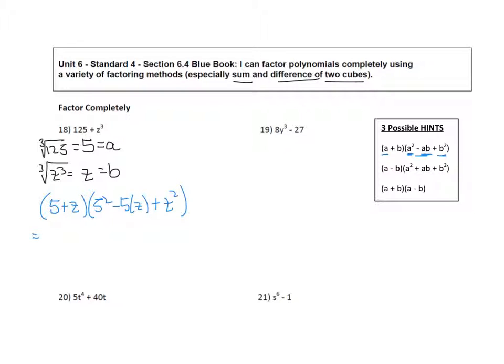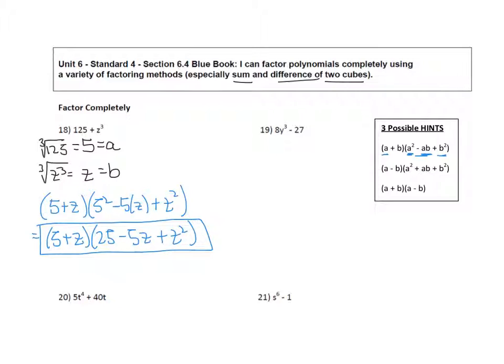Let's just simplify that problem. We get the factored form to be 5 plus z, 25 minus 5z plus z squared. And then that is the factored form. We can't factor any further, so then that's it. Okay, let's try one with the difference of cubes.